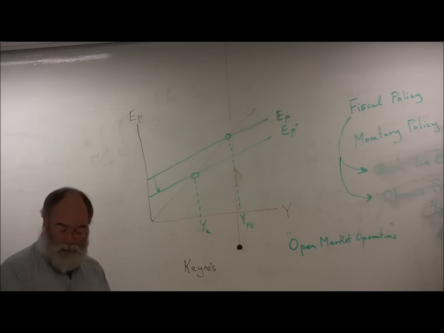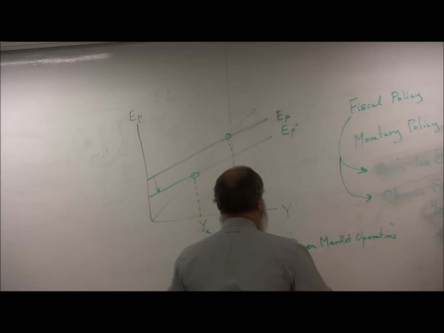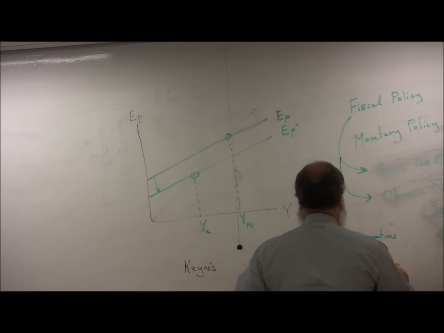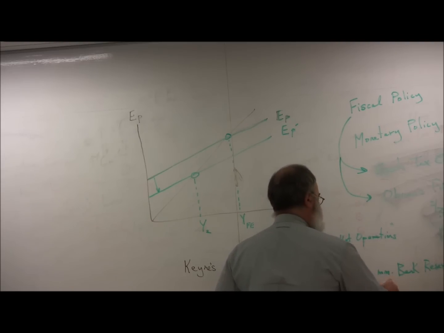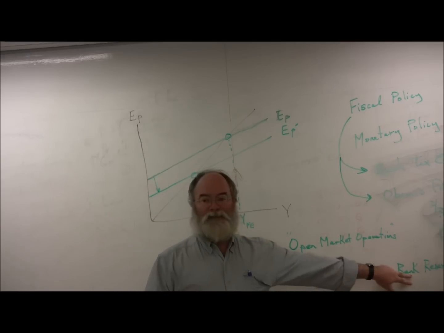Okay. Now, there's a simple formula here, really a simple formula. Money supply equals MM times bank reserves. This is a number, like 4. It's just a proportionality thing. The idea is the money supply is some multiple of bank reserves.